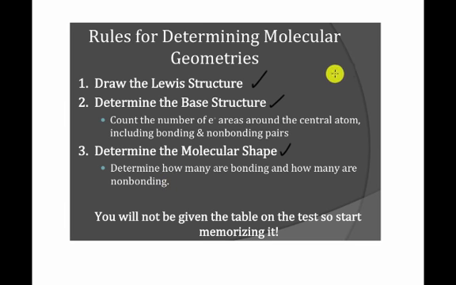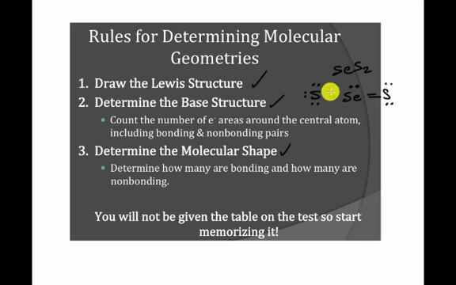So, for example, let's say that I have SeS2. Well, the Lewis structure for that is going to be Se with a lone pair of electrons, a double bond on the sulfur, and a single bond. I put my electrons here, here, and here. So that's step 1. Now, I don't have to worry about drawing that in any particular shape because I'm going to determine the shape based on step 2 and step 3.